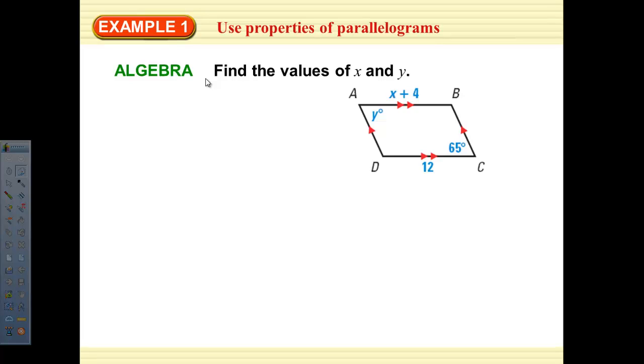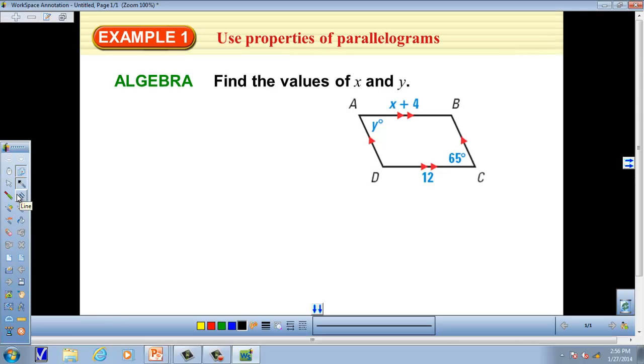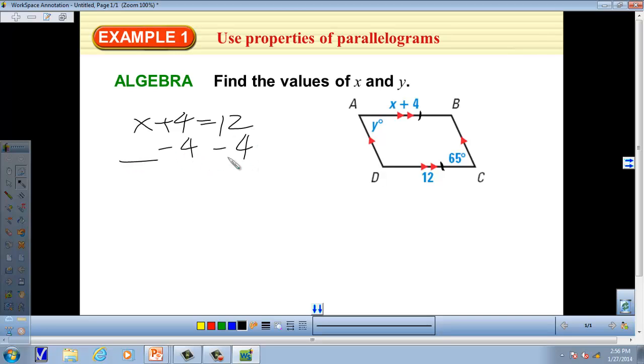Now we're looking at the properties of parallelograms, and we need to use those properties to solve certain problems. So in this problem, we're using two different properties. One of the properties is that opposite sides are congruent. So in this case, we can see that this side here and this side here are equal. Therefore, x plus 4 is equal to 12. And subtracting 4 from both sides, x is equal to 8.